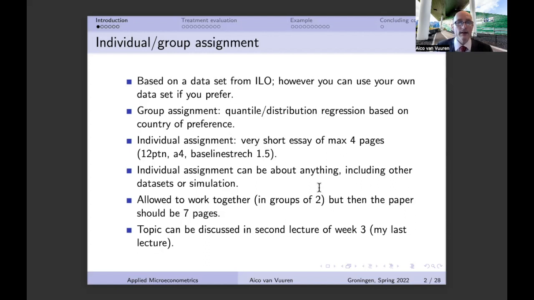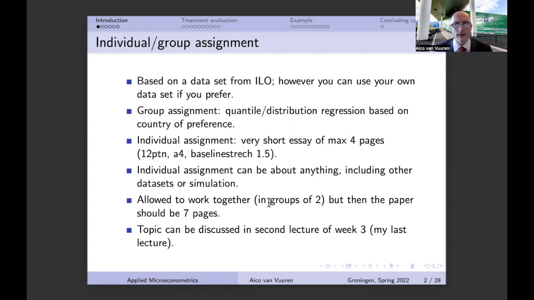And then finally, you could even do simulations if you would like to look at that as well. It's allowed to work together. So even though I call this an individual assignment, it's allowed to work together. You still have to hand it in individually, of course, but you are allowed to work together. You have to say that, of course. And it is going to be in groups of 2.